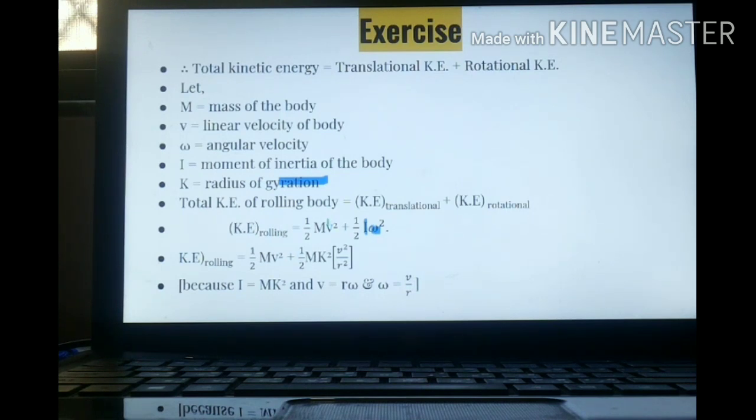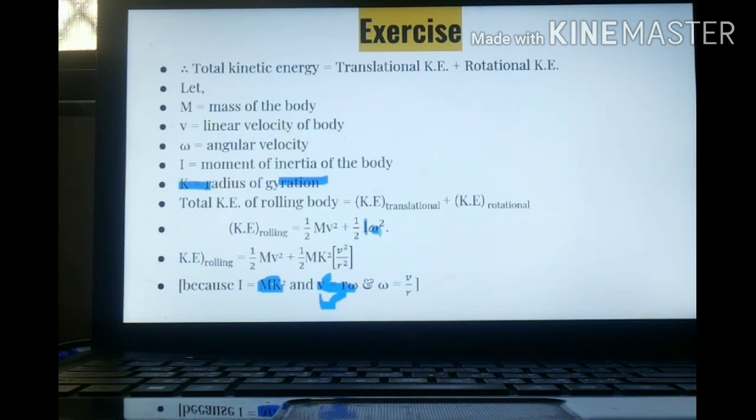Okay, we will be keeping half mv square as it is, but in terms of I, what can we represent? We can represent I as mk square, where m is the mass again and k is the radius of gyration, which we have already discussed. And in place of omega what can we write? Let's see. Linear velocity is radius times angular velocity. I will repeat: v is linear velocity, which is radius times angular velocity. So omega can be written as v upon r. This r goes in the denominator. So omega can be represented as v upon r.